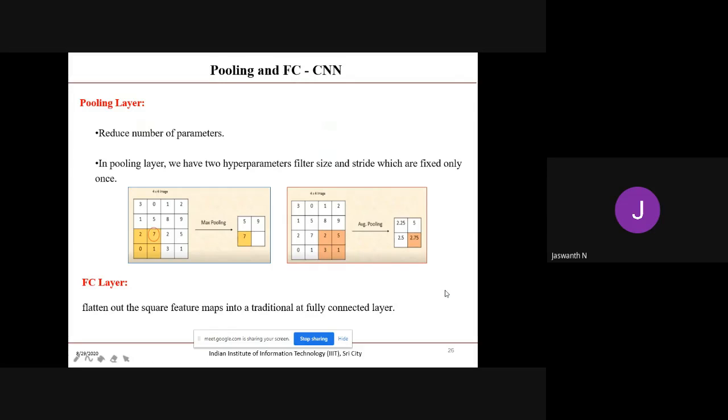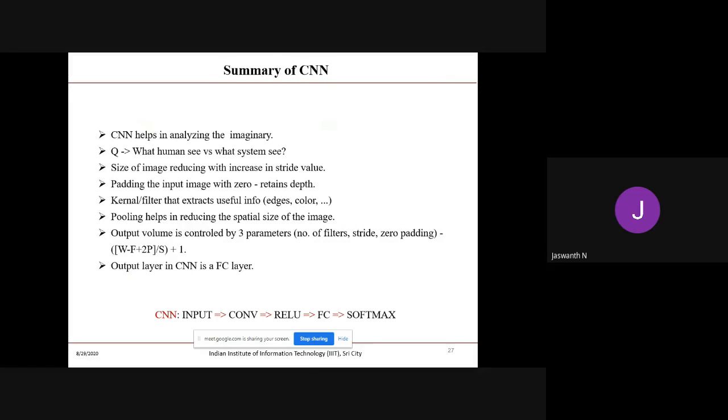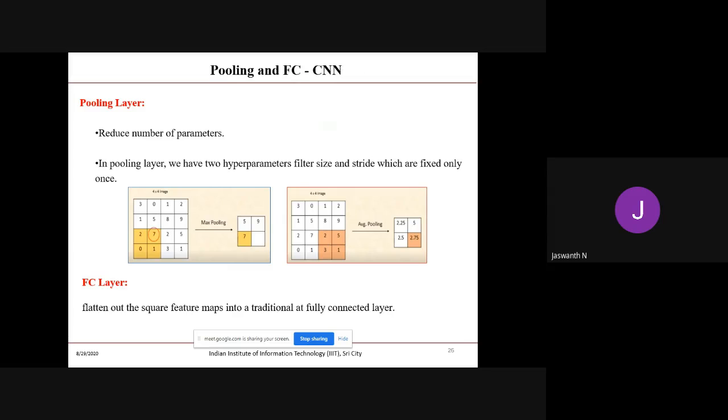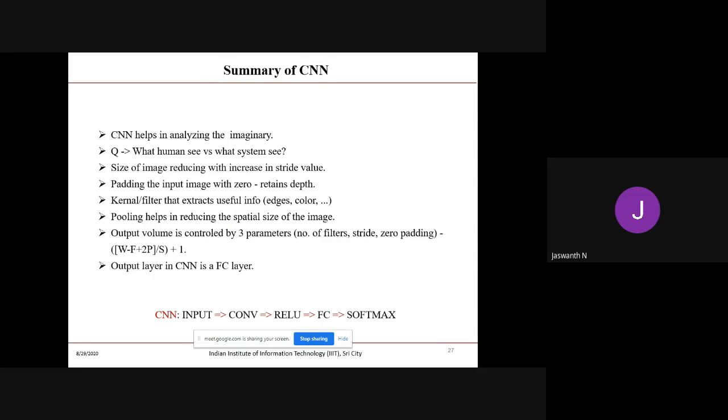Next, you have pooling and the fully connected layer. Basically, the pooling layer helps us reduce the number of parameters, especially spatial dimensionality reduction. And the fully connected layer is nothing but, whatever features you have learned through the convolution process, now it's exactly the same as neural networks. You are going to make them fully connected in nature for further classification or prediction kind of analysis. So this is just a summary of convolutional neural networks.